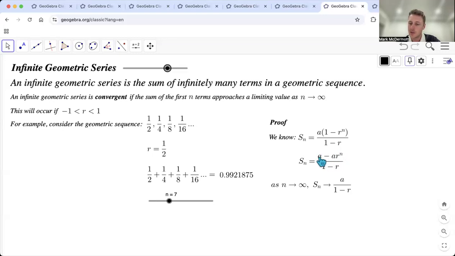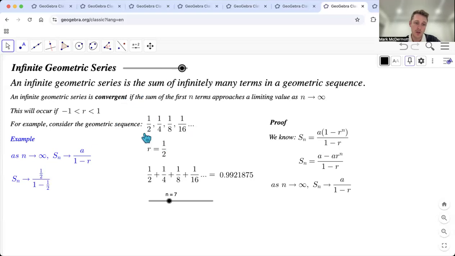So you're going to be left with a over 1 minus r, because this term is essentially 0 if n is large. So as n approaches infinity, the geometric series approaches a on 1 minus r, which I think is an interesting result. And, just to use an example here, let's do this example. As n approaches infinity, the geometric series approaches a on 1 minus r.